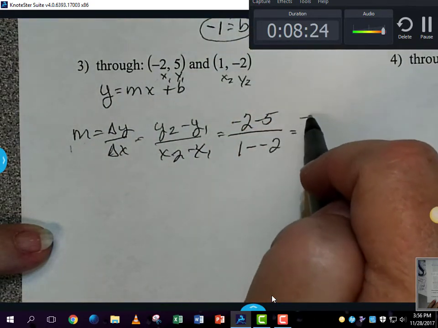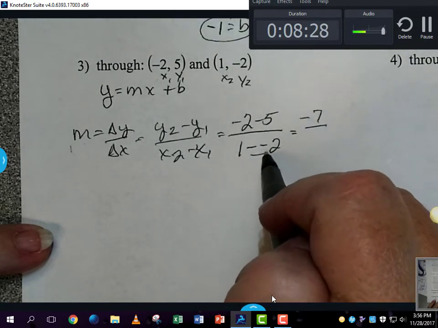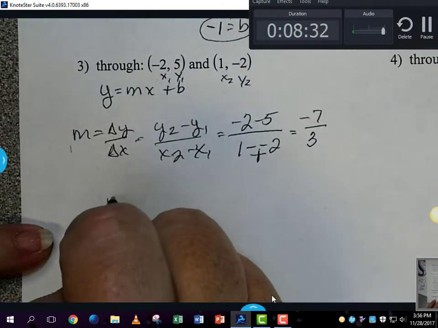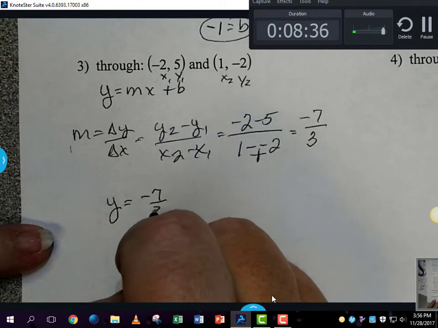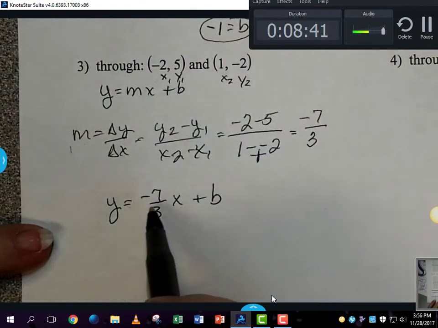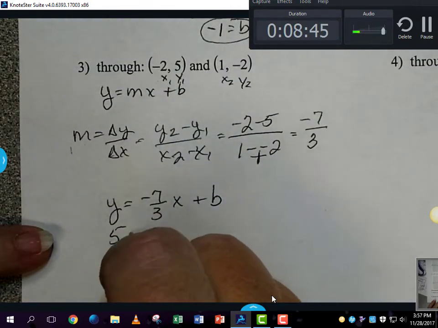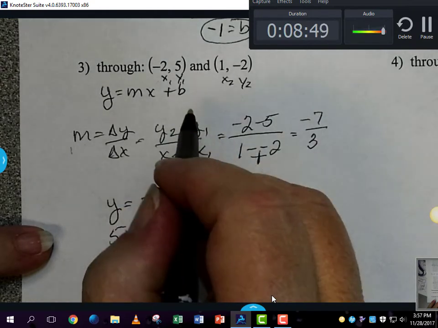Negative 2 minus 5 is negative 7. 1 minus negative 2, when you subtract a negative, it's really adding, so that becomes 3. What that gives me so far is y equals negative 7/3 x plus b. Now I need to put numbers in for x and y. So I have a y value that is 5, and I have an x value that is negative 2.